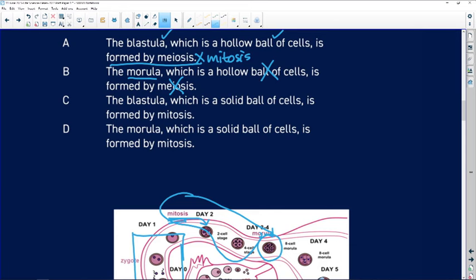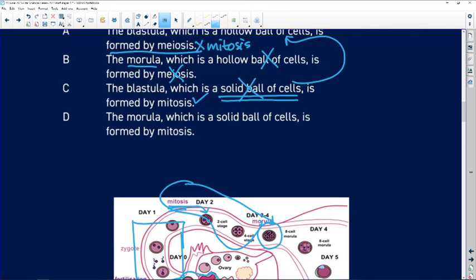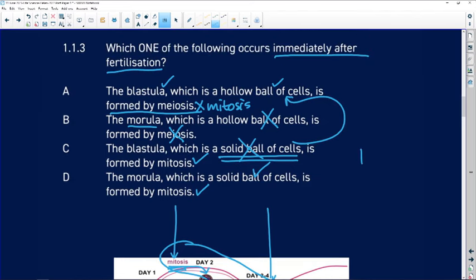Option C: The blastula, which is a solid ball of cells, is formed by mitosis. The blastula is not a solid ball of cells. Remember, it's a hollow ball of cells, but it is formed by mitosis. But this part of the option makes it incorrect. So we better hold out for option D. The morula, which is a solid ball of cells, there it is down there, solid ball of cells, is formed by mitosis. Absolutely. And so that leads us to the only possible answer for 1.1.3. We are going to write D.